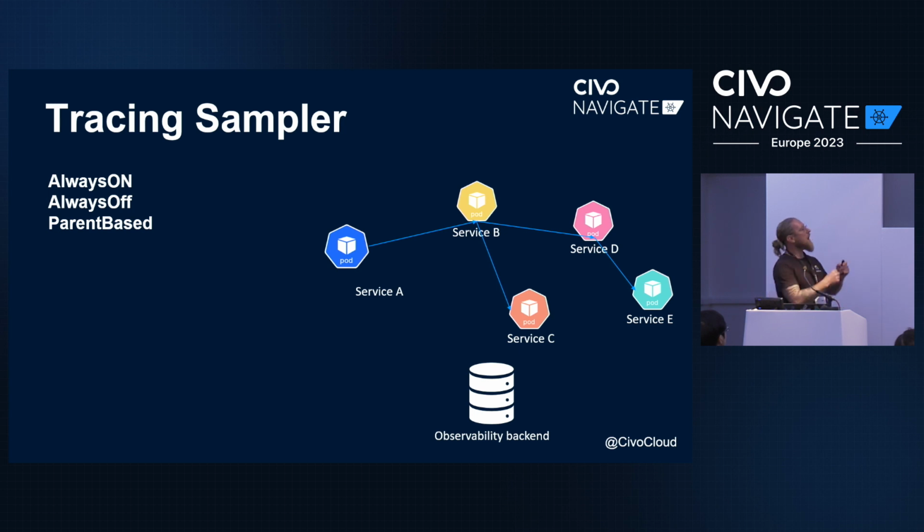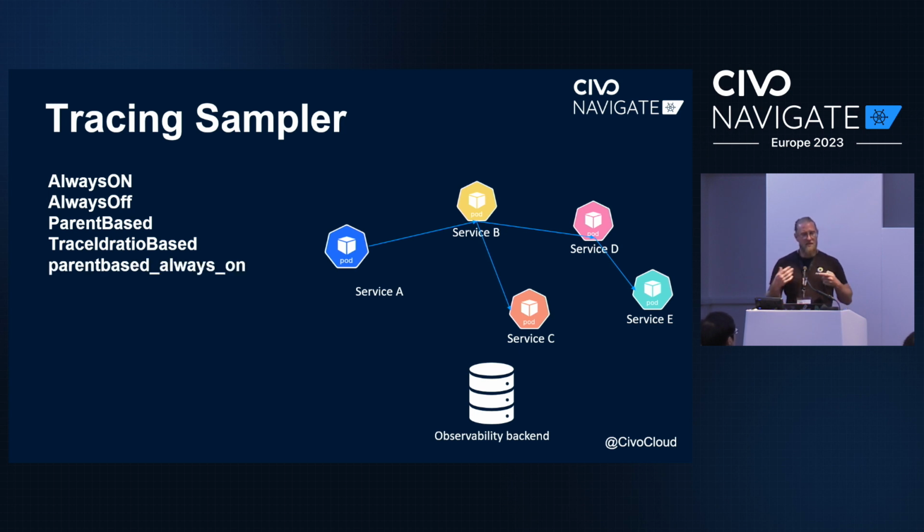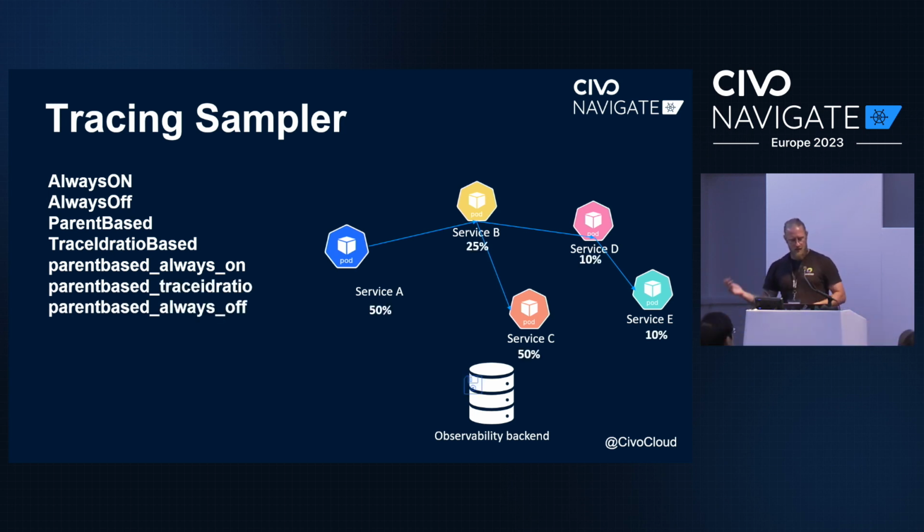You have parent-based. Parent-based means I will only send if I'm involved in a call. So it's perfect for services B, D, E, and C in this example, because I don't want to have the health checks. It doesn't make sense. In my trace, it will be expensive for nothing. Then I have the trace ID ratio based. I put a percentage of how much data I want to send, and it will send that percentage. And then we have a combination of parent-based and the other: parent-based always on, so parent-based 100%, parent-based trace ID ratio, parent-based always off.